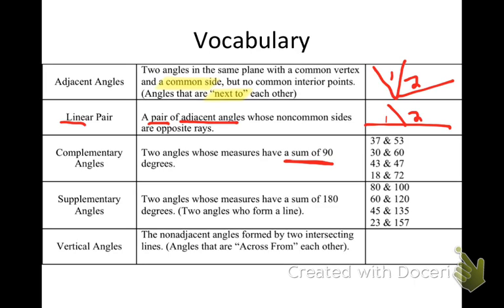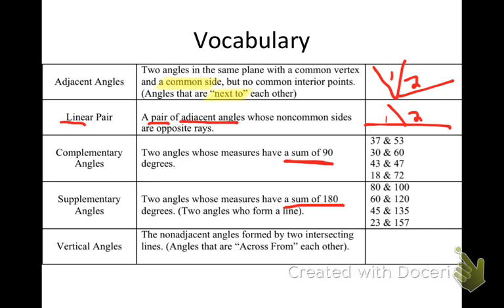Supplementary angles. If complementary means they add up to 90, supplementary means they add up to 180. So supplementary angles are two angles that add up to 180. Again, if you look up here, there's a poster right there for you.